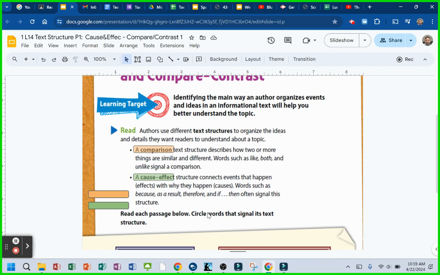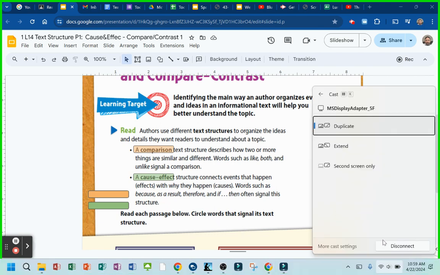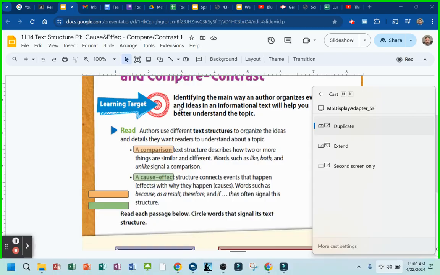Let me do this. I'm going to drop the back screen there. All right.